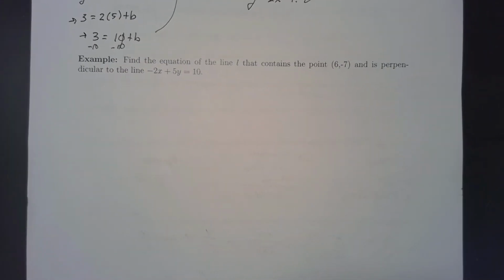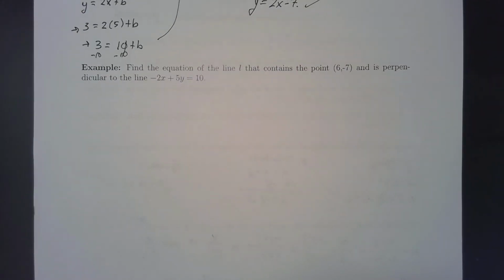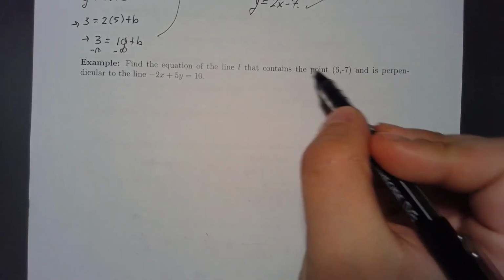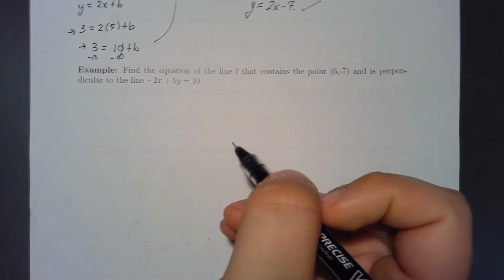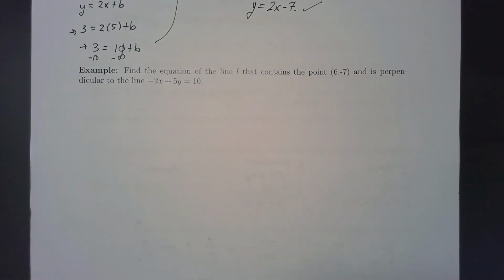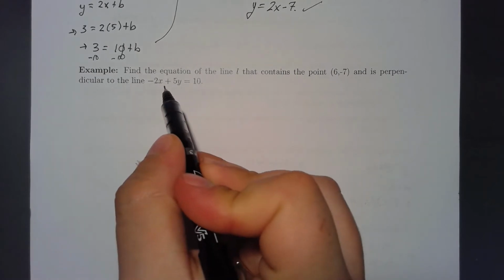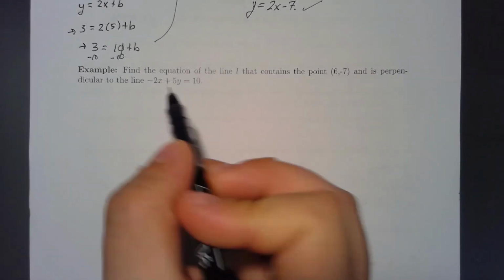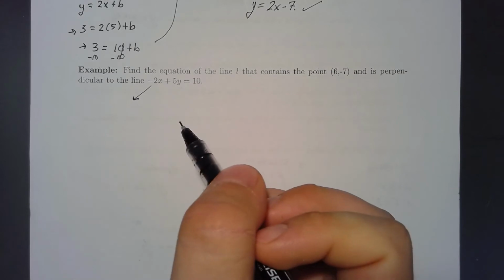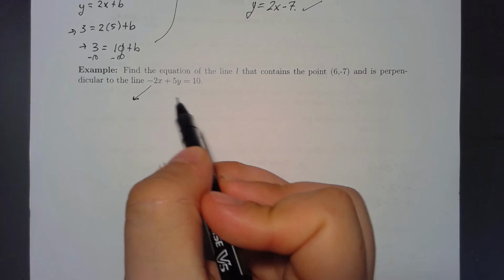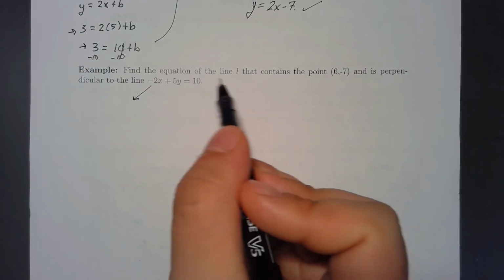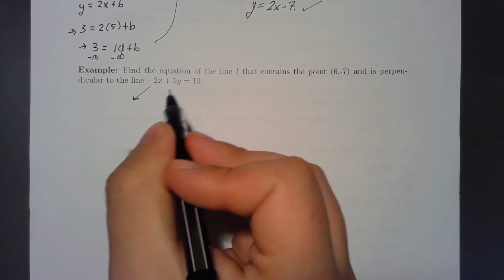On this one, I want to find the equation of a line that contains this point and is perpendicular to this line. Alright, well, first of all, this line is not in slope-intercept form. So let's put that in slope-intercept form. Then look at the slope, and then take the opposite reciprocal of that slope, and that'll be the slope of the line that we're looking for. So let's solve for y here.